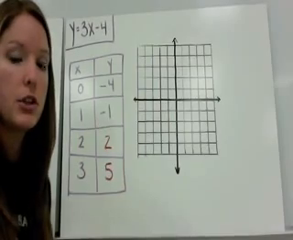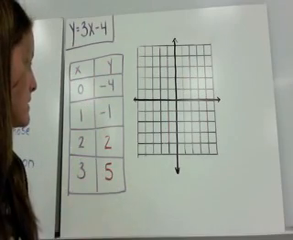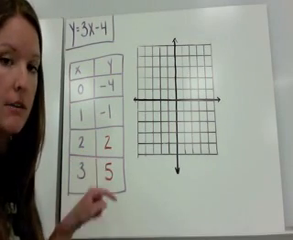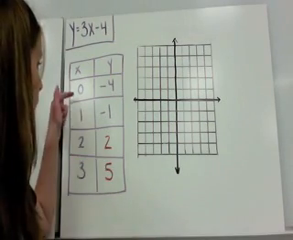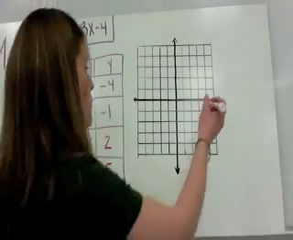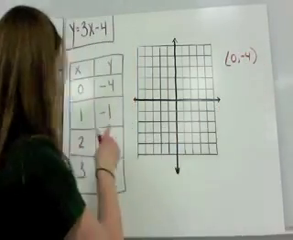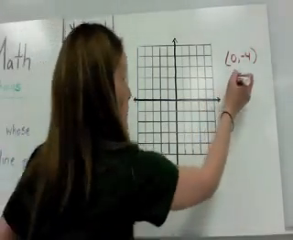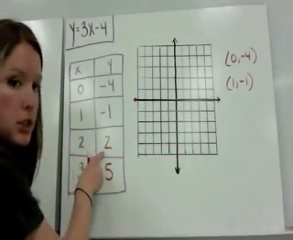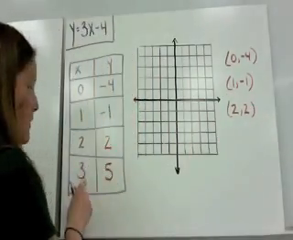Okay, now that you've completed your input-output chart with your list of x's and your list of y's, the missing numbers that you should have filled in were 2 and 5. So now, as you can see, you have 4 different ordered pairs here. You have 0, -4, you have 1, -1, you have 2, 2, and you have 3, 5.